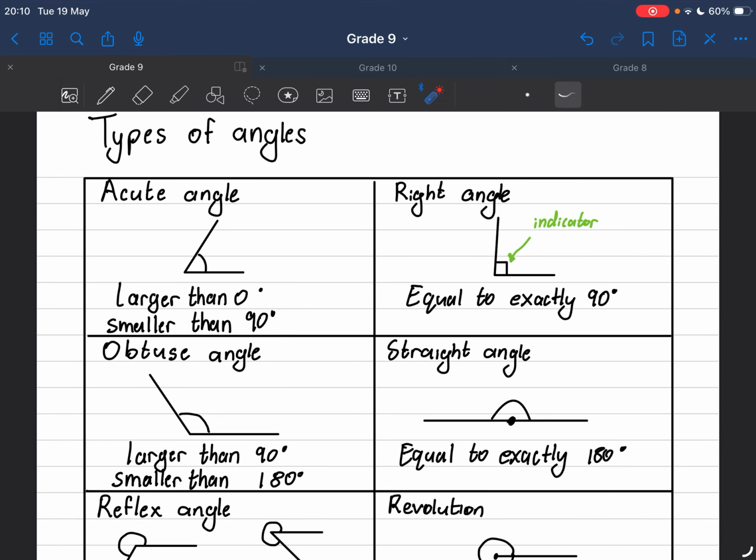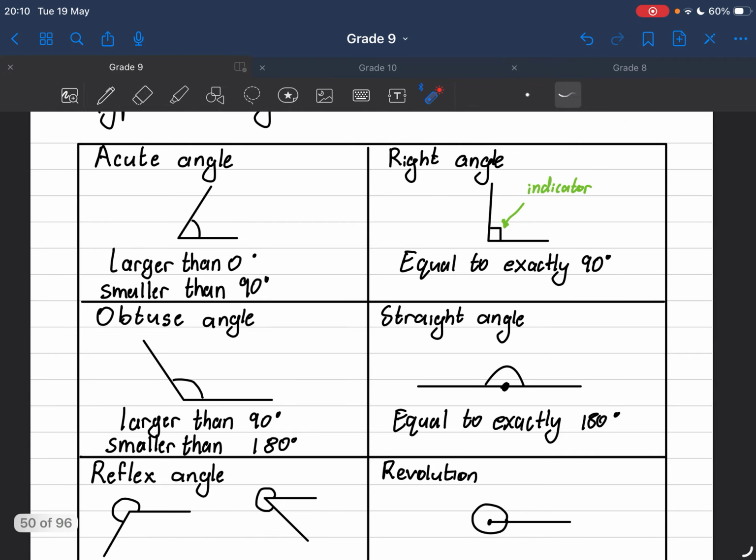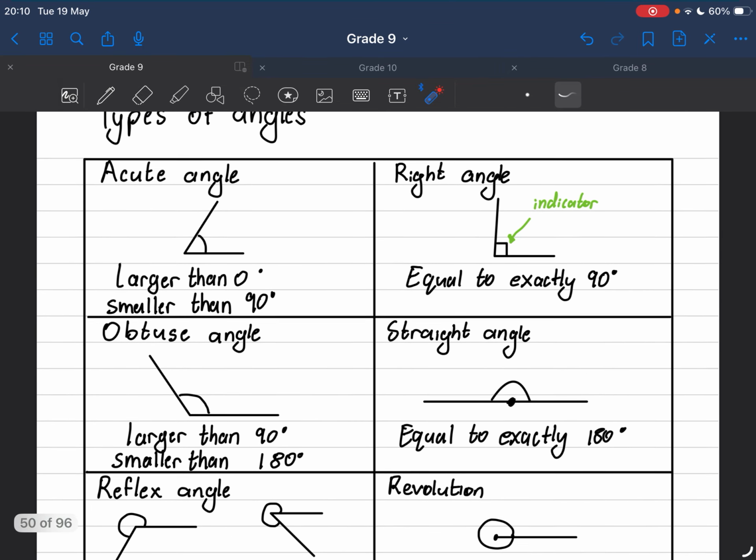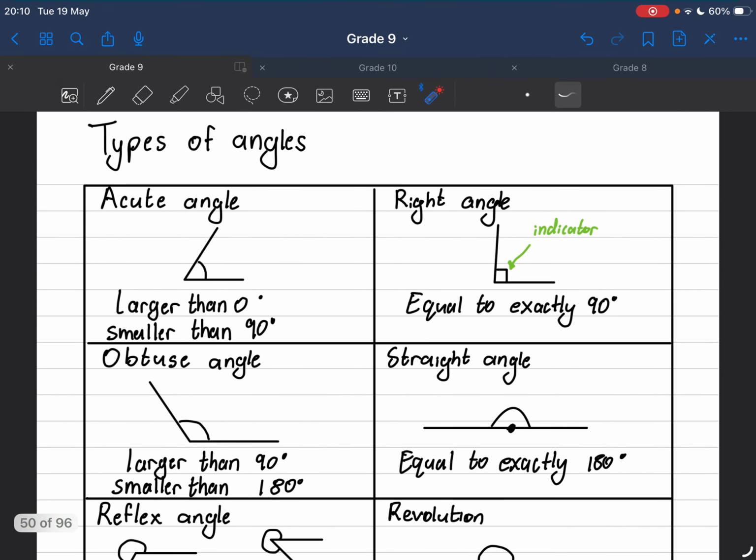Okay, so in this video, we're going to talk about types of angles. We discussed what angles are. Now, talk about types of angles. So there's going to be 6 main types of angles based on the size of them.